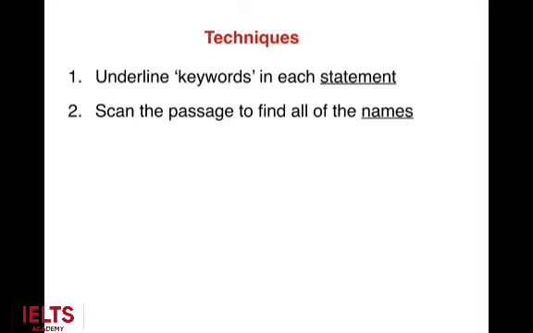Second, scan the passage to find all of the names. You've got a list of names in your box, maybe a list of 5 or 6 names. You can scan quickly through the whole passage to find those names. They should be distinctive. Names can't be changed for any synonyms. You should be able to find them. Most names, of course, will start with a capital letter as well. This should make them easy to find.